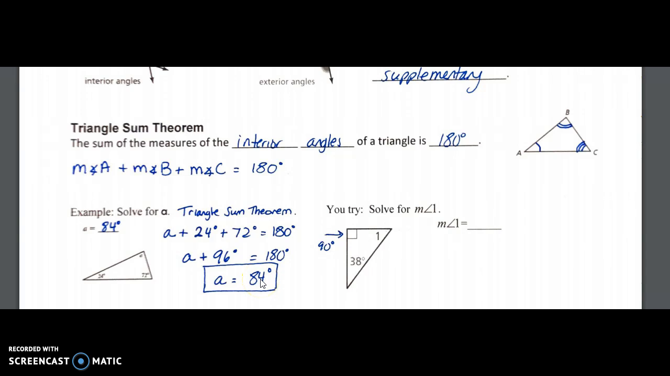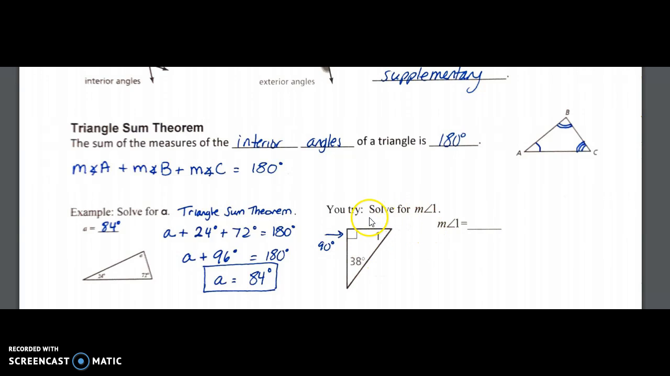Okay. So it's as simple as just adding the three interior angles together, setting it equal to 180, and solving for your missing value. So go ahead and try and solve for the measure of angle 1 here. Remember, you know this is a name because it doesn't have a degree like this one.